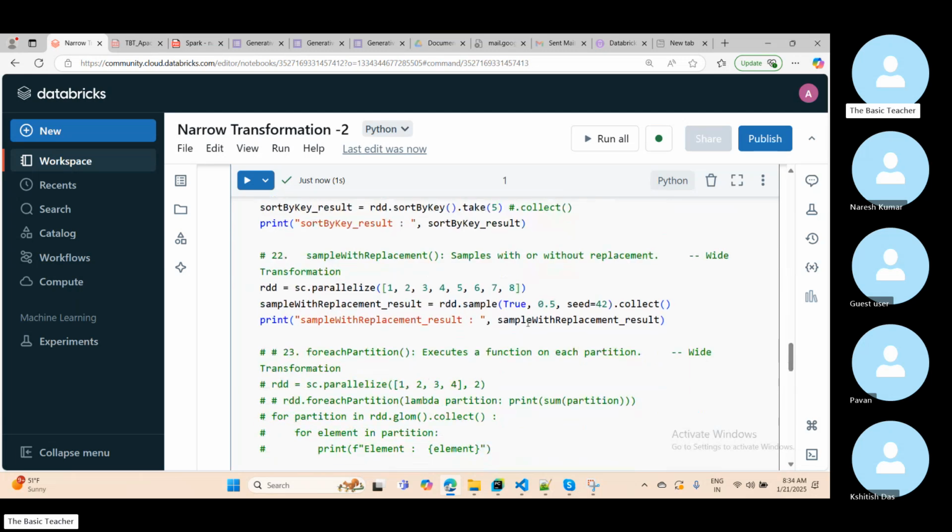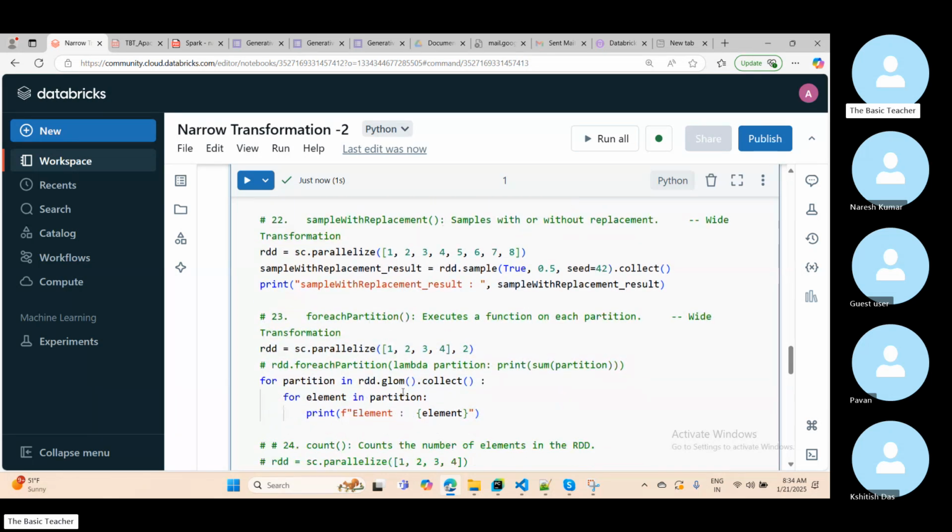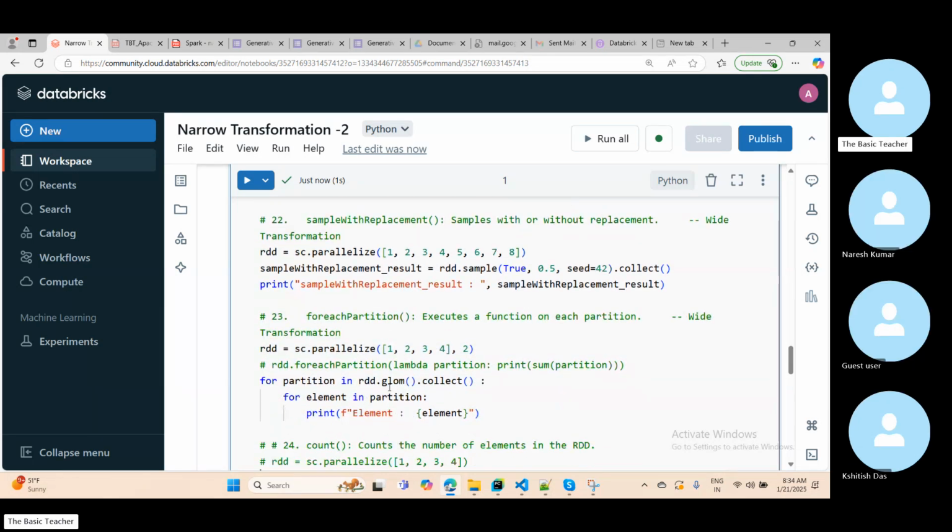Then we have for each partition. Let me take up this. Above we were also trying to use foreach, right? But that is a bit different. This is for each partition, which executes a function on each of the partitions. That again comes under transformations.